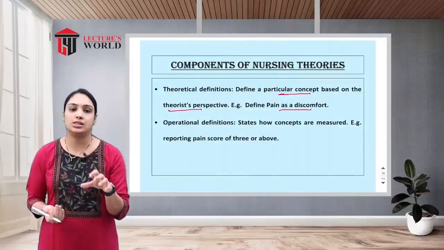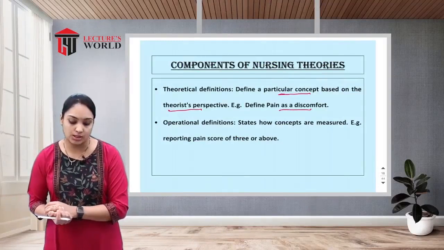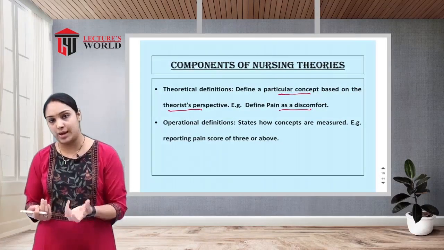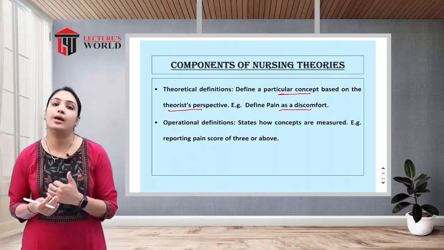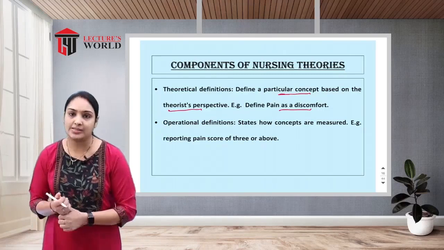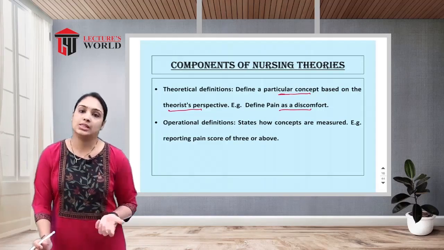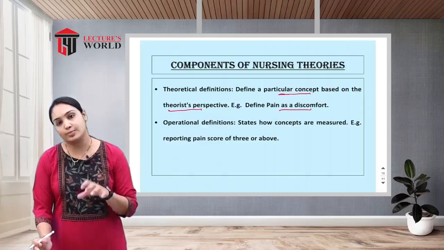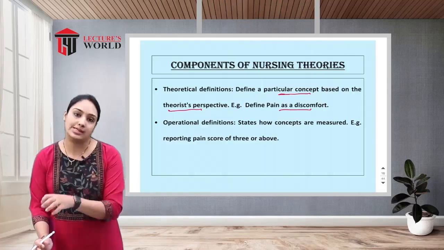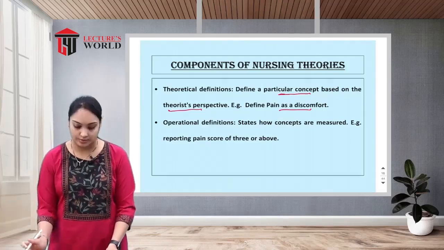Whatever the theorist is going to develop the theory, on the basis of that perspective we are going to develop the theoretical definition. For example, define pain as a discomfort. So the theorist's perspective is that pain is a discomfort. Like that, they will describe the definition.